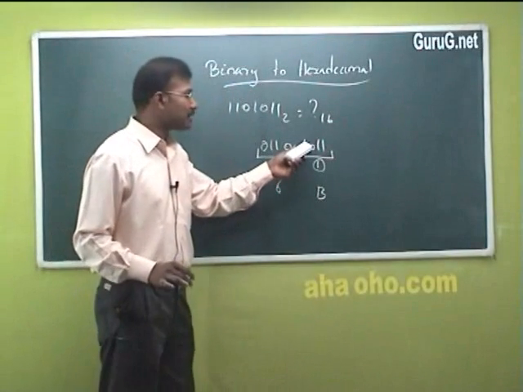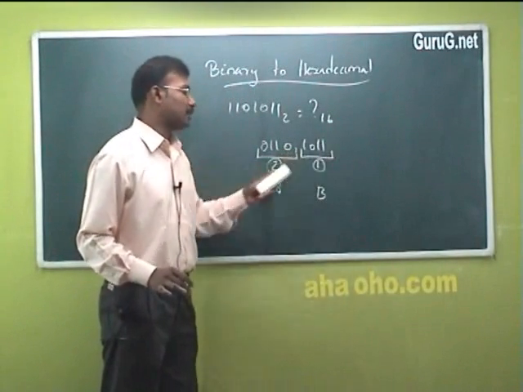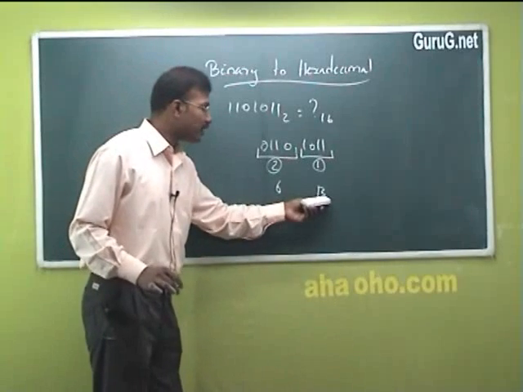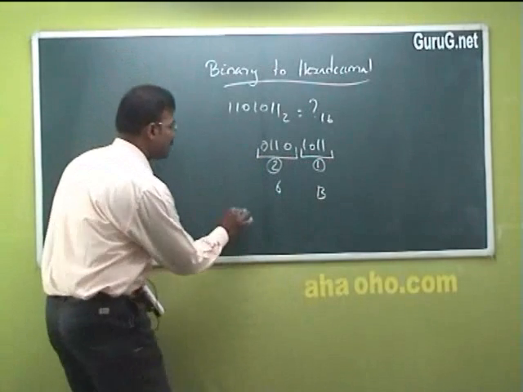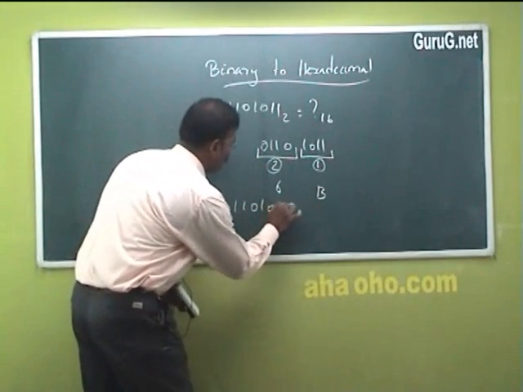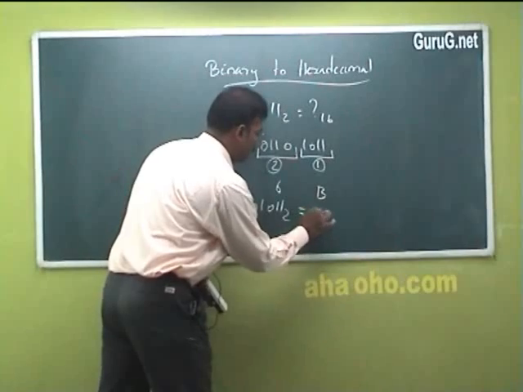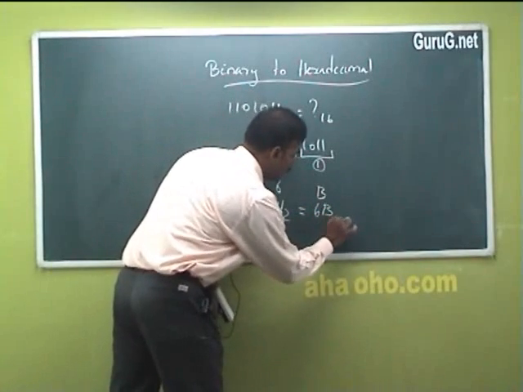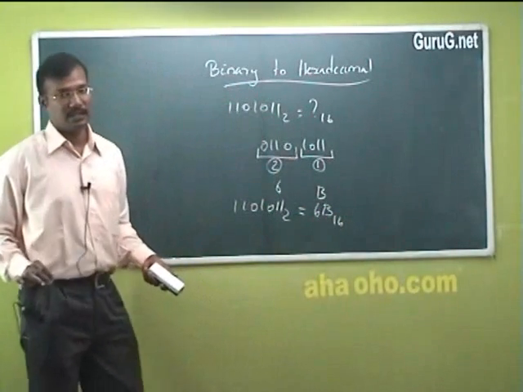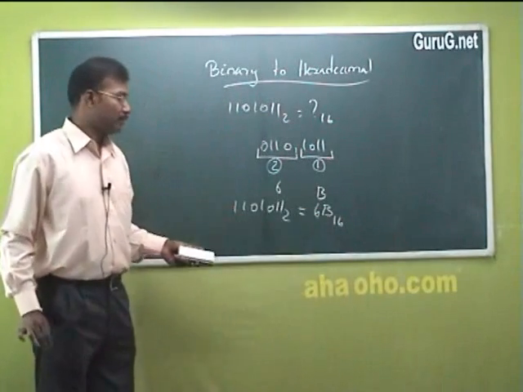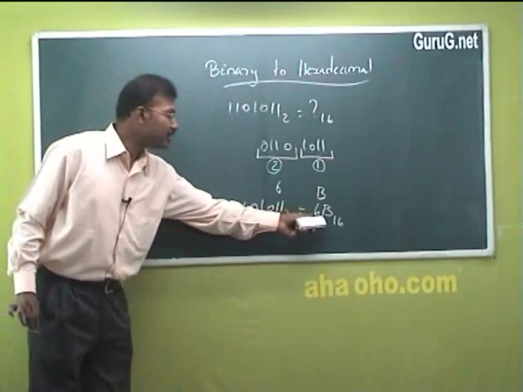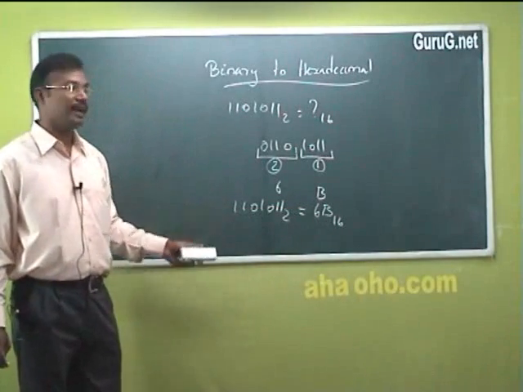So the hexadecimal representation of 1011 is B, and 0110 is 6. So you can write it like this: 01101011 base 2 is equal to 6B base 16. I already said the radix should be written in subscript. So this is the equivalent hexadecimal value for the given binary number.